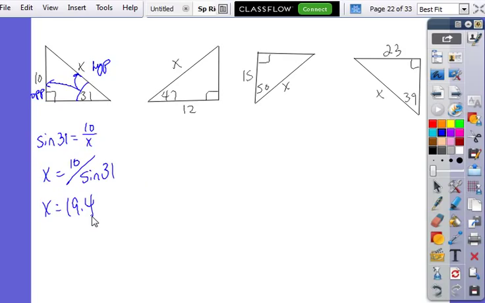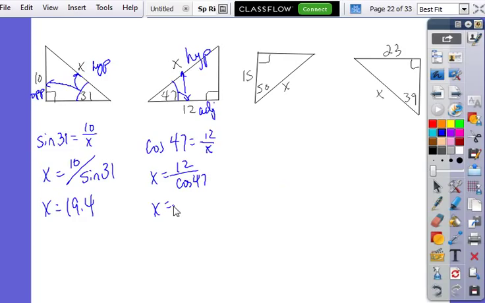If I'm looking at this second one right here, that's cosine. If I start at my 47, there's my adjacent side, there's the hypotenuse side. So cosine of 47 equals what? 12 over x, because I'm looking for the hypotenuse. If I see the x in the bottom, what do I do? Divide. 12 divided by cosine 47. The answer is 17.6.